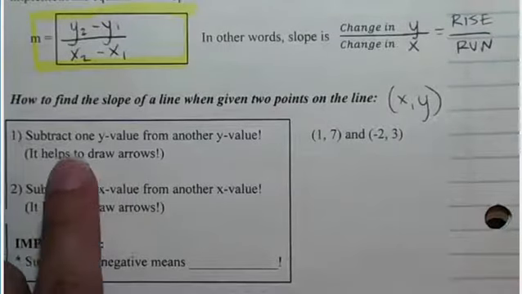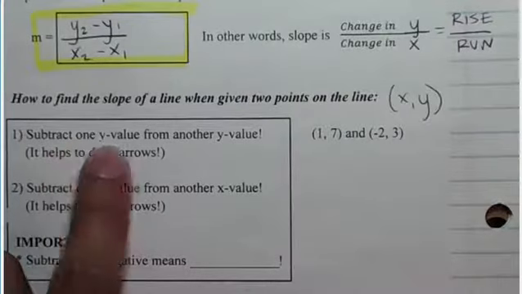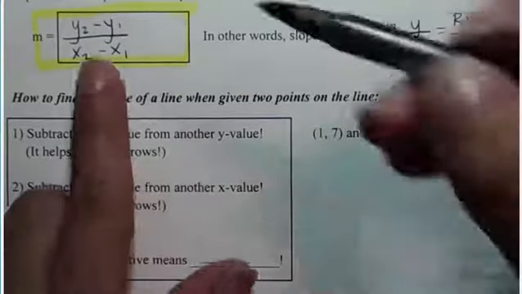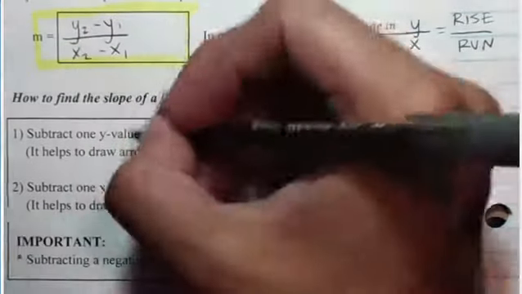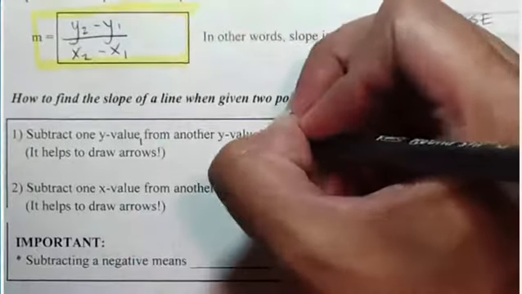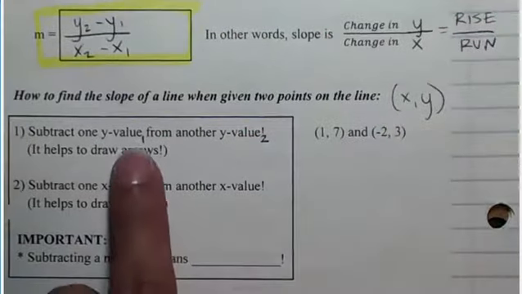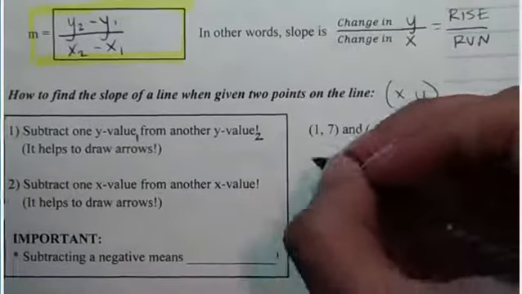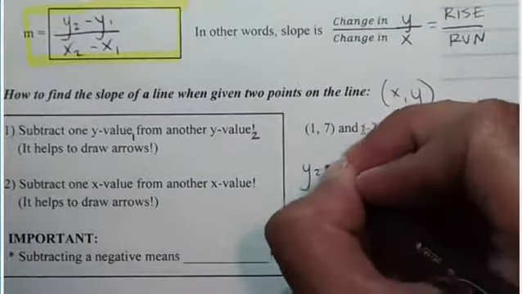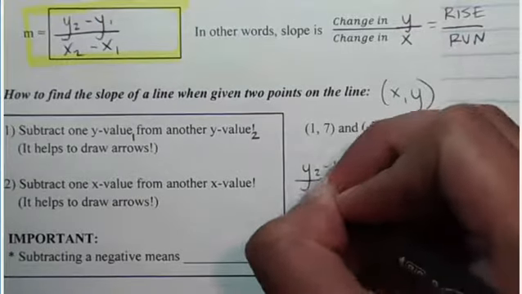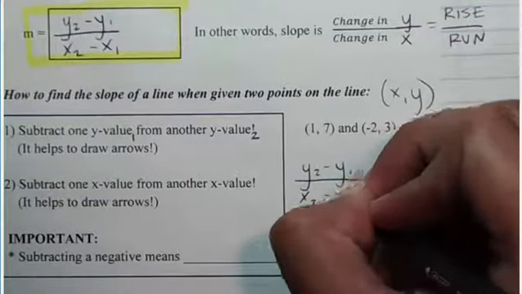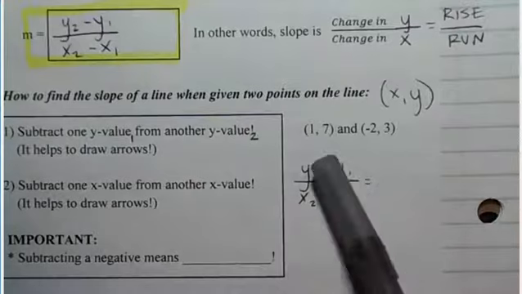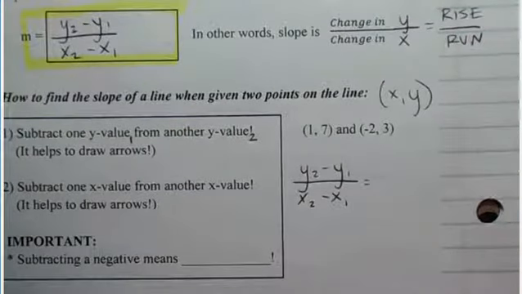So the first step is I'm going to subtract a y value from another y value. In this case, I'm going to subtract the y1 from the y2. Go ahead and fill that in. Subtract y value 1 from y value 2. So when I write that equation, y2 minus y1 over x2 minus x1, I need to be able to determine which one's the first and the second y.